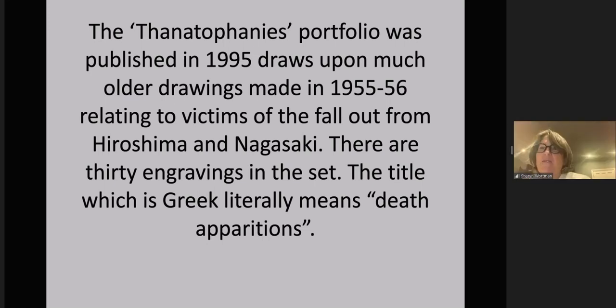The Thanatophanes portfolio was published in 1995, and draws upon much older drawings made in 1955 to 56, relating to victims of the fallout from Hiroshima and Nagasaki. There are 30 engravings in the set. The title, which is Greek, literally means death apparitions.